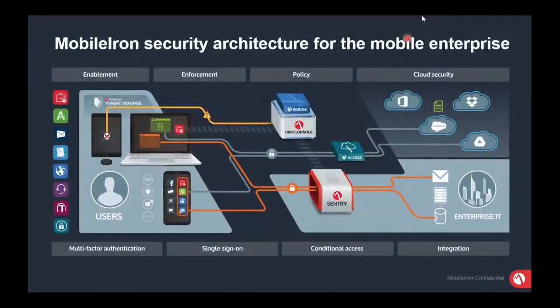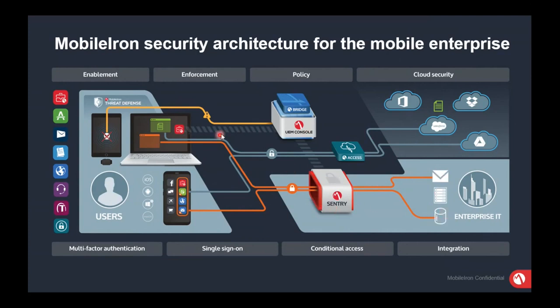So this is the high-level architecture of MobileIron. MobileIron comes with two main servers: one is the UEM console and the other is the Sentry. The UEM console is the heart of the solution, where you manage devices, policies, configuration, users, groups, and everything. This UEM console can be an on-prem server or a cloud instance. Sentry is just a gateway or a proxy to connect to the backend on-prem resources.